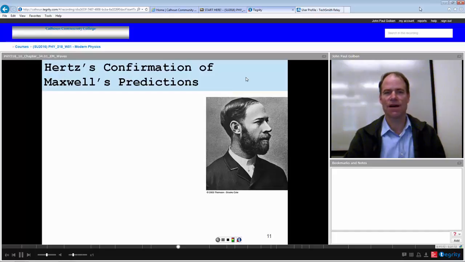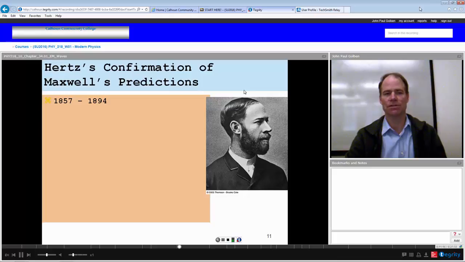Here's Hertz's confirmation of Maxwell's predictions. Heinrich Hertz, 1857 to 1894, lived to be 37. So again, a lot of these brilliant guys in the 1800s, they kind of burned out or something. Something happened in the 1800s that they didn't live to be old scientists like scientists normally do.